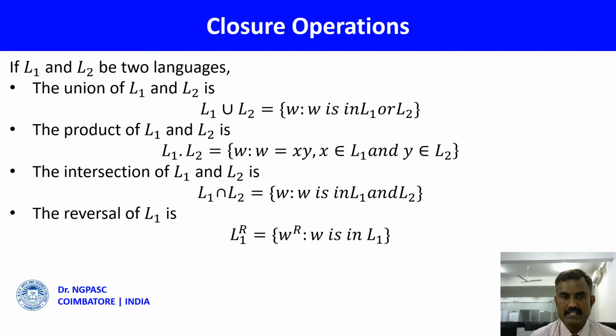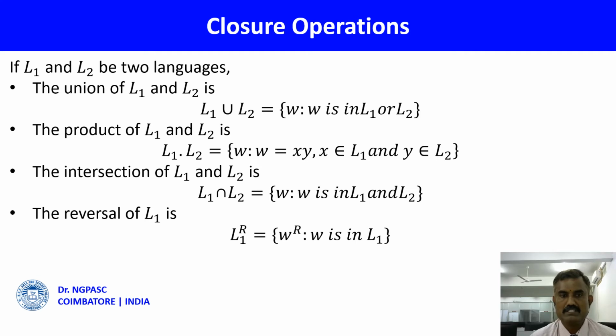The next one is intersection. The intersection of two languages L1 and L2 is denoted by L1 intersection L2, which is equal to {w such that w is in L1 and L2}. That means the word belongs to both L1 and L2, so we only consider words that belong to both. Here we define L1 equal to {ab, cd} and L2 equal to {ba, dc}. The intersection is only the empty set, which means there is no common word that belongs to both L1 and L2.